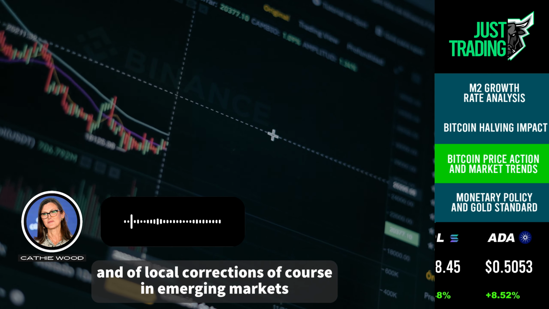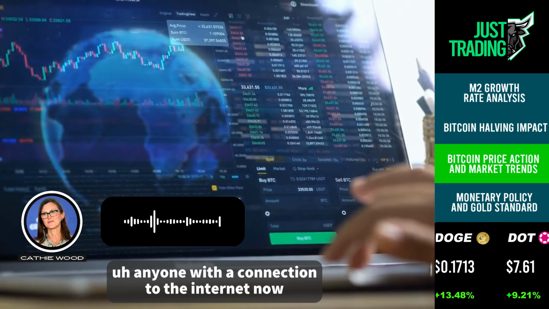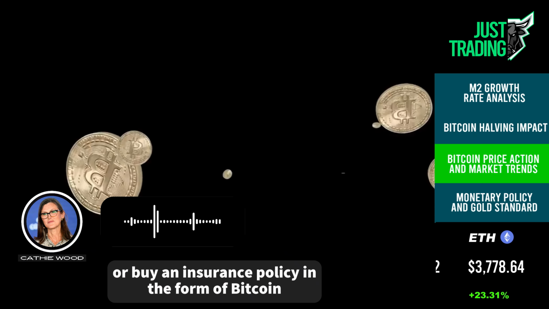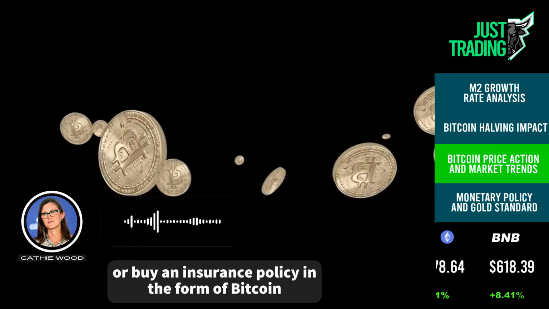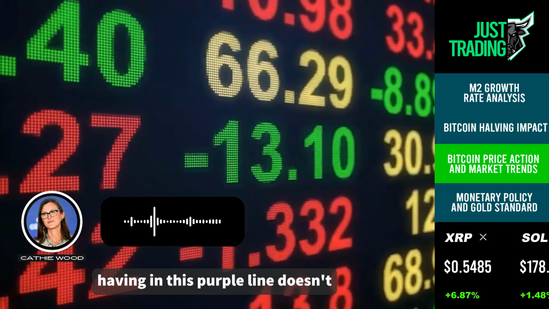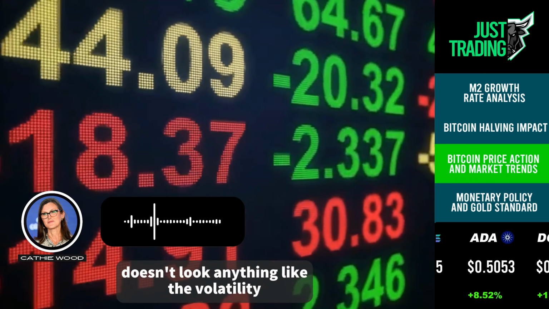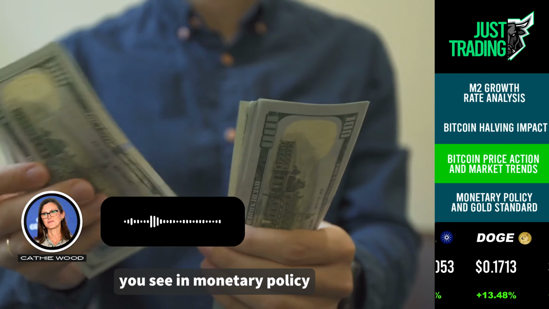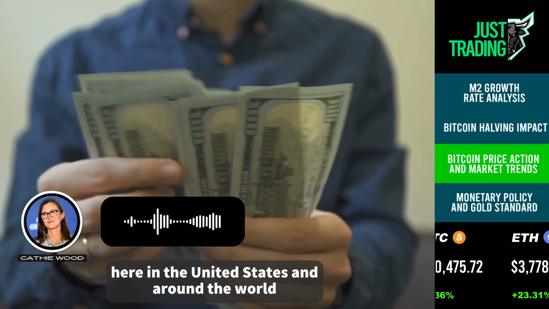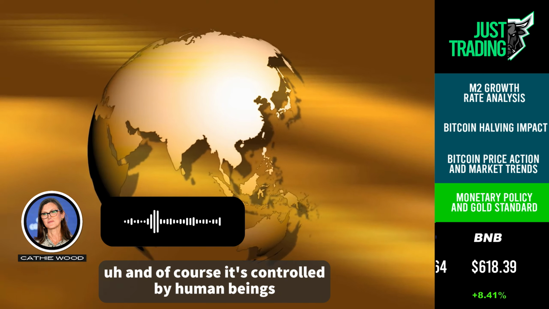Of course, in emerging markets, anyone with a connection to the internet now pretty much can establish or buy an insurance policy in the form of Bitcoin, which, just flipping back to the halving in this purple line, doesn't look anything like the volatility you see in monetary policy here in the United States and around the world. And of course, it's controlled by human beings.